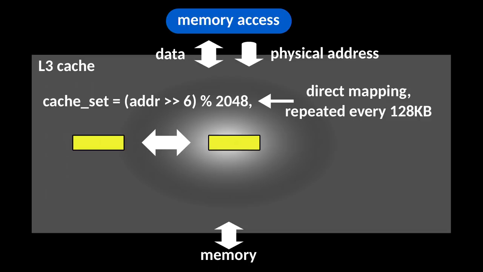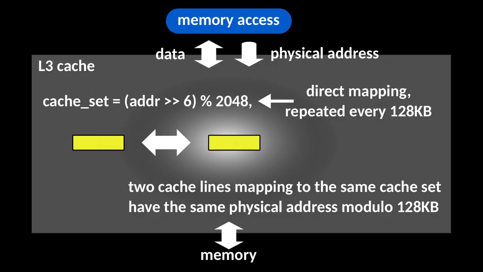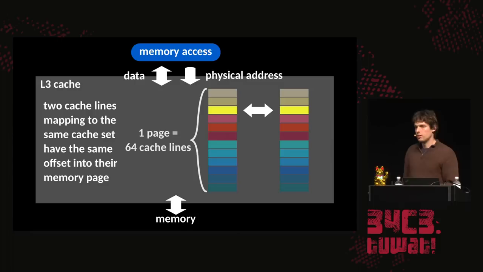The important thing to remember is that if two cache lines in physical memory map to the same cache set, they have the same offset. The same physical address if you only regard the lowest bits, so that they have the same address modulo 128 kilobytes. From which follows that they also must have the same address modulo 4 kilobytes, which happens to be the size of a memory page, which is the base unit of memory management on almost all architectures in use.